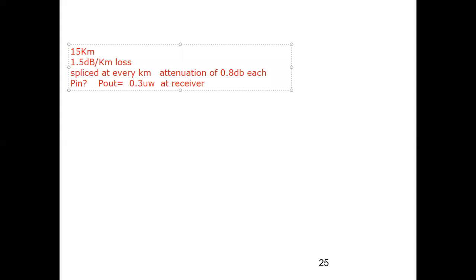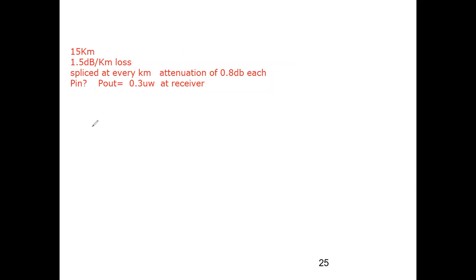Find the minimum optical power required at the input of fiber to maintain mean optical power level of 0.3 microwatt at the receiver. Okay, so this is the question. Now see, this type of question will be a little bit the same. Some of these sentences will also come when we are solving the link budget, fiber design, when we do link design, so this question will come then also. So some scenario will come.